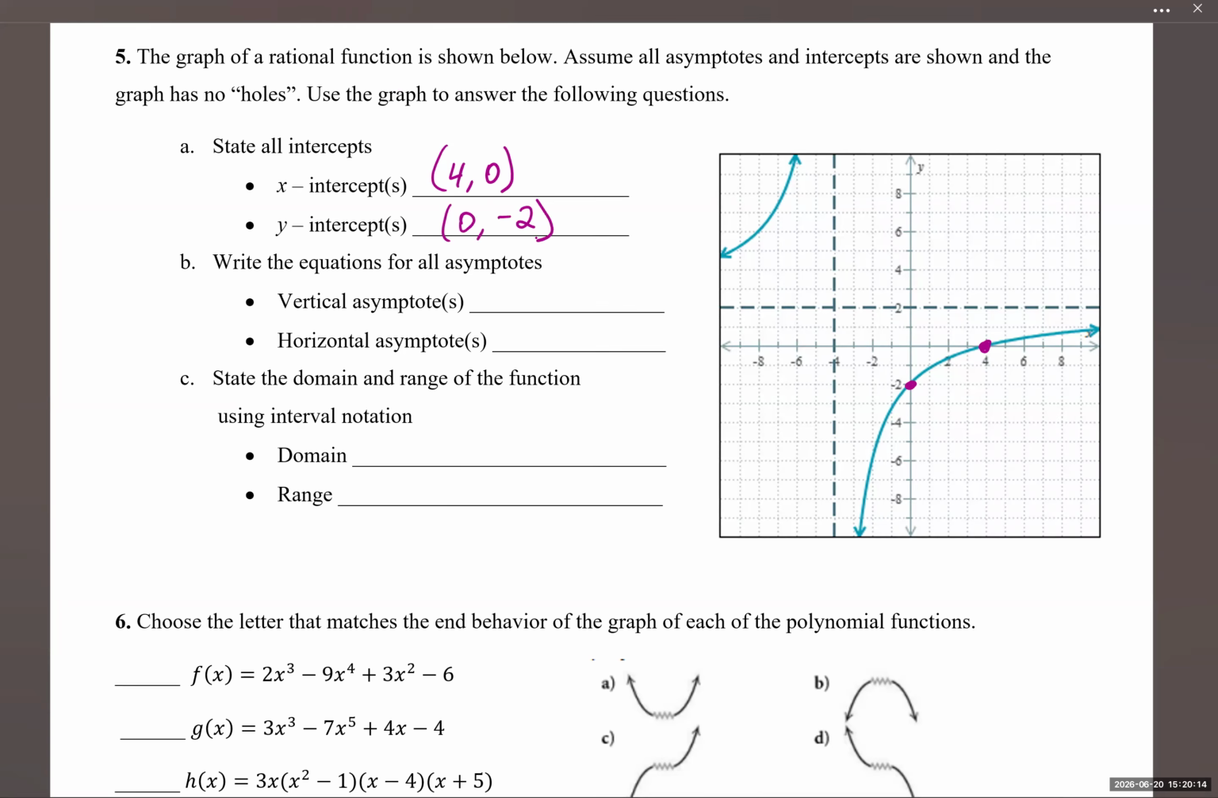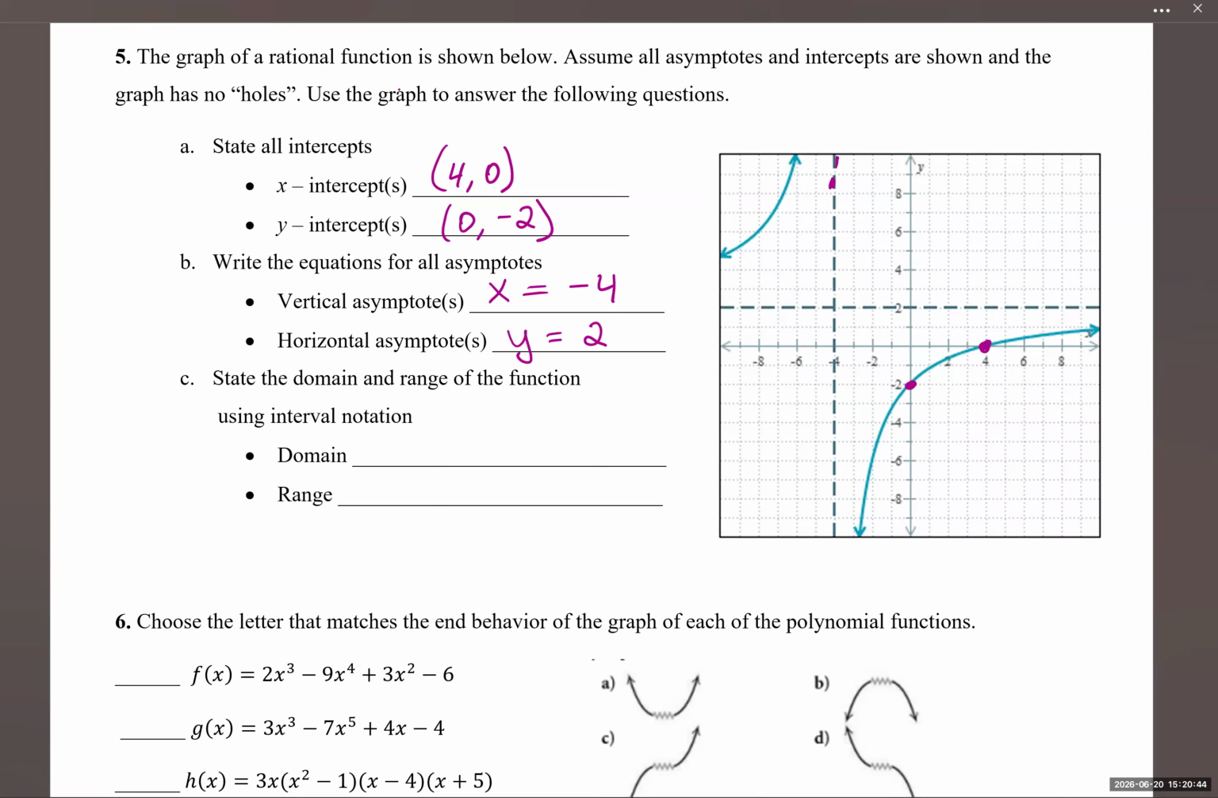Vertical asymptotes. Well, this dashed line right here, that's a vertical line, so that is a vertical asymptote. It's going through the number x equals -4. So really that is the equation of that vertical asymptote, x equals -4. The horizontal asymptote goes through the number y equals 2. So y equals 2 is the equation of that horizontal asymptote.